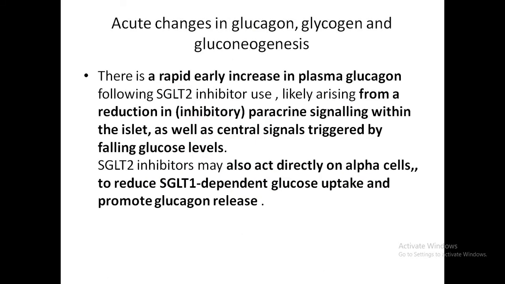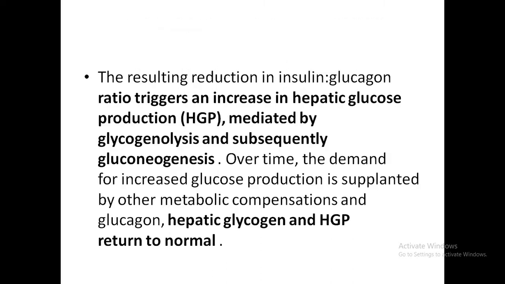Changes in glucagon, glycogen, and gluconeogenesis are as follows. A rapid early rise in glucagon occurs. It is due to the reduction in paracrine signaling within the islet, and also due to the reduction in central signal triggered by the falling glucose levels. They may also directly act on alpha cells to reduce SGLT1 dependent glucose uptake and promote glucagon release. This results in a reduction of the insulin glucagon ratio, and hence it triggers an increase in hepatic glucose production. It is mediated by glycogenolysis and gluconeogenesis.